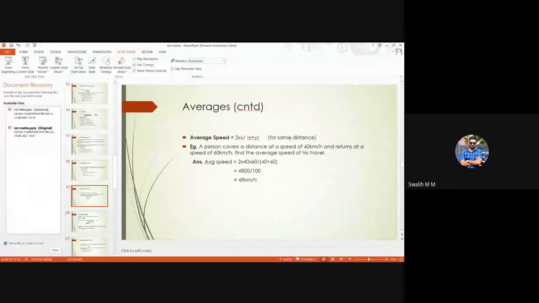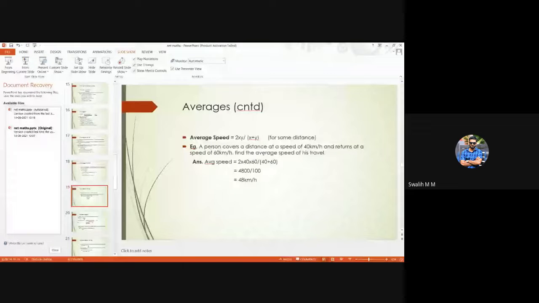For the same distance, we can use one formula. Instead of calculating the total distance and the total time, we can save some time using this formula, 2xy by x plus y. If the 2 speeds are given and the distance is the same, then you just multiply the 2 speeds into 2 and divide by the sum of the 2 speeds. For example, a person covers a distance at a speed of 40 km per hour and returns at a speed of 60 km per hour. So he is going to a place, then returning back to the original position. So the distance is the same. In that case, we can find the average speed using this formula.